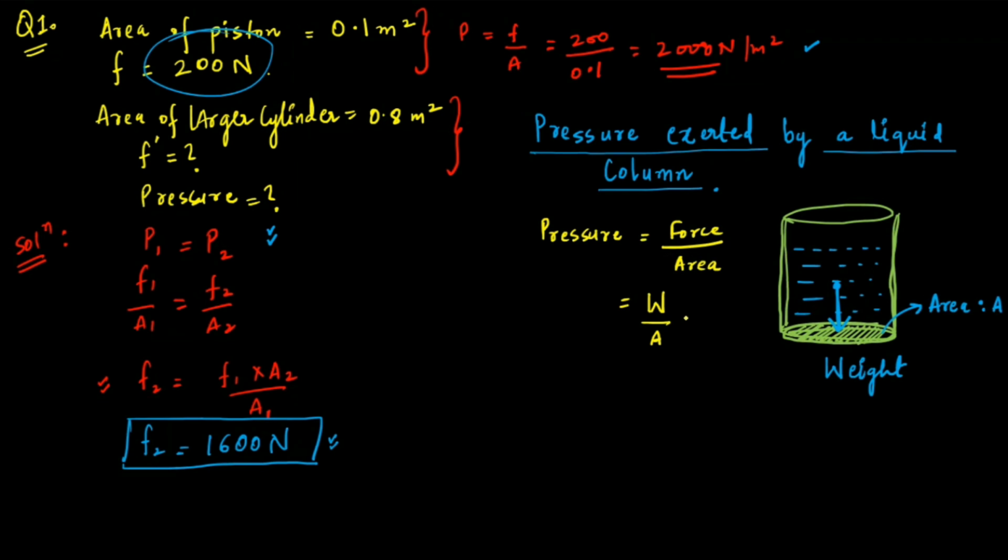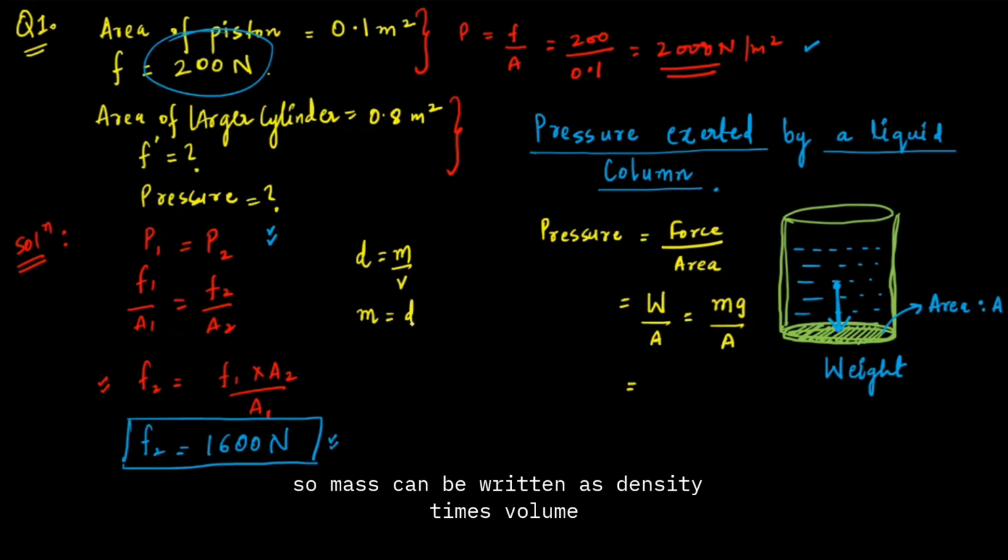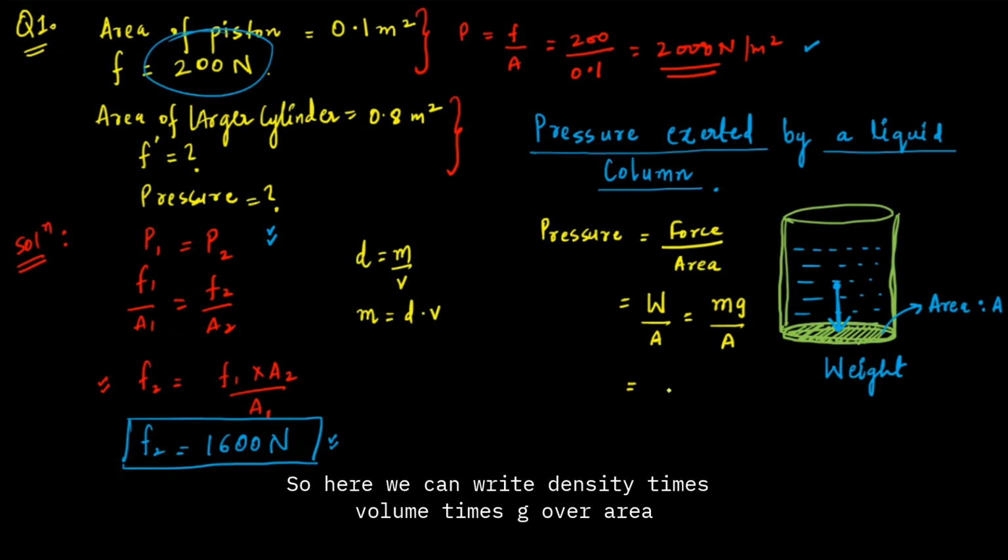Now, if you remember, what is weight? What did we learn about weight? How are we supposed to represent it? By simply writing it as mg. So weight is mg per unit area. But again, this is not something we should be using. So in place of mass, we have a small relation. As we know, density is nothing but mass over volume, so mass can be written as density times volume. So here we can write density times volume times g over area.